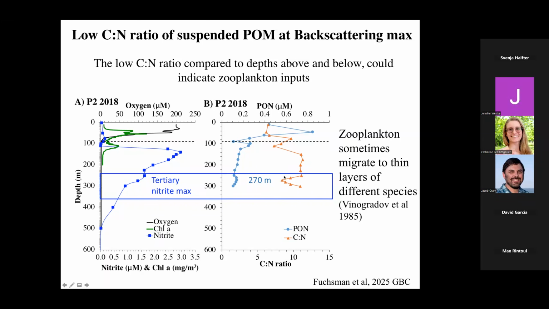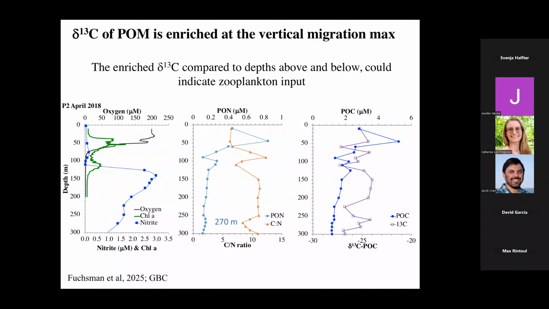And my thought about this is just a hypothesis. Back in the 80s, when the Russians were looking at zooplankton in the Black Sea, they looked through submarines and could see out the windows with a microscopic window somehow that the zooplankton were migrating to thin layers of different species. So I'm wondering if something like that is happening here, but I don't have any proof of that.